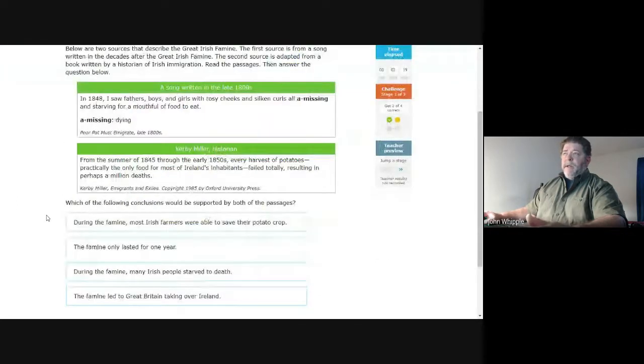A song written in the late 1800s. 1848, I saw fathers, boys, and girls with rosy cheeks and silken curls, all a-missing and starving for a mouthful of food to eat. And that a-missing means dying.